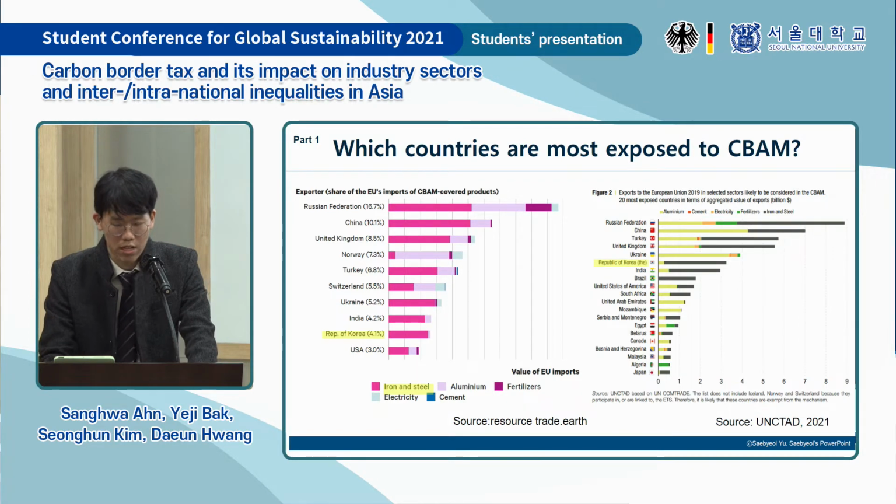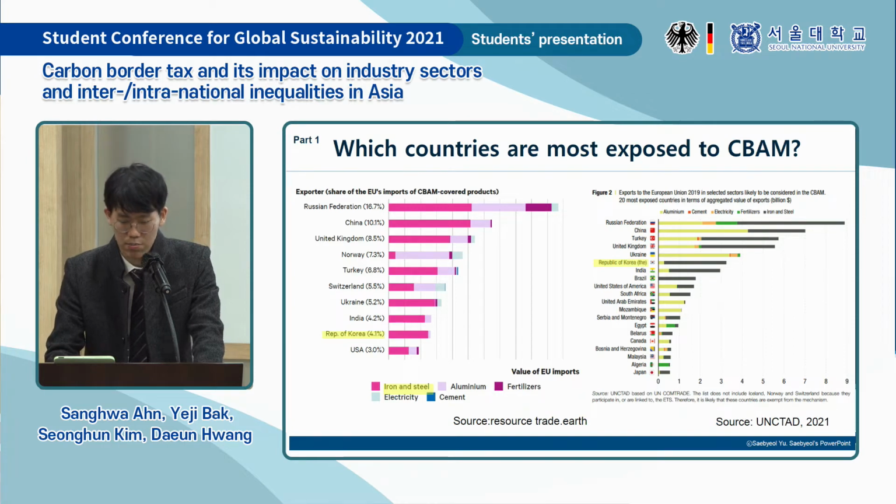This chart represents major exporters to the EU regarding CBAM covered products. Korea is definitely one of them, with iron and steel accounting for the largest share. And the countries in this chart are mainly included in our main analysis.